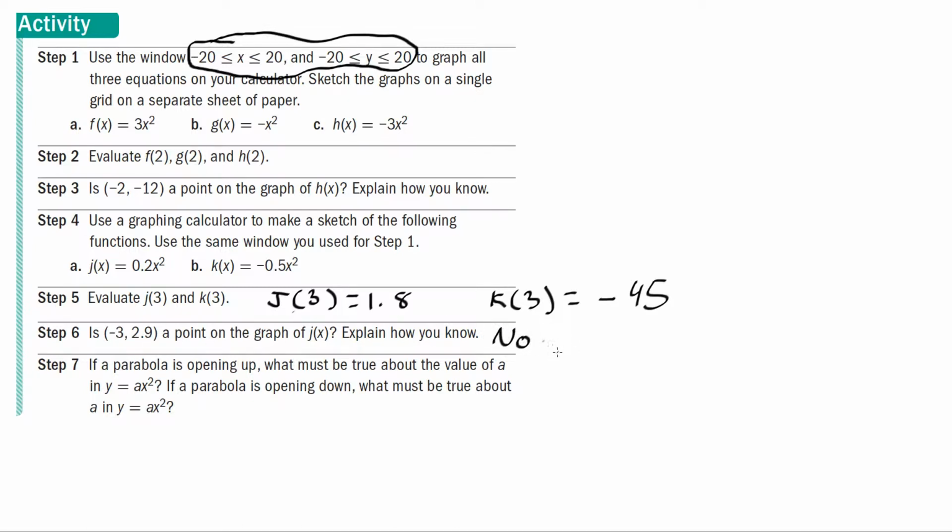Step 7, here's the question. If a parabola is opening up, what must be true about the value of a in y equals ax squared? If a parabola is opening down, what must be true about a in y equals ax squared? We've just talked about it, so you should be able to describe the answer to that.